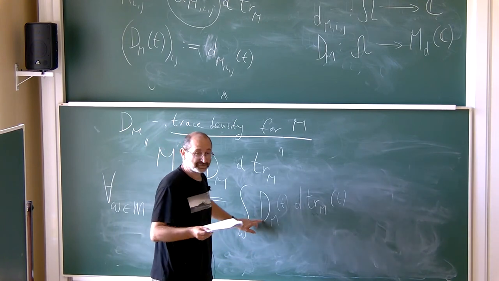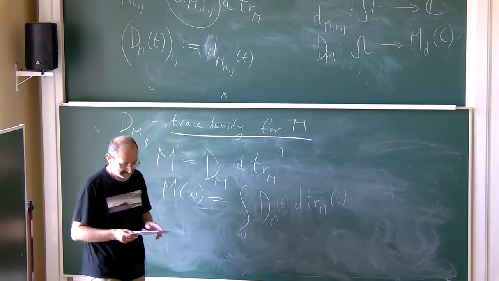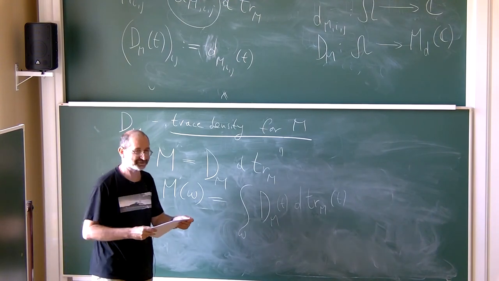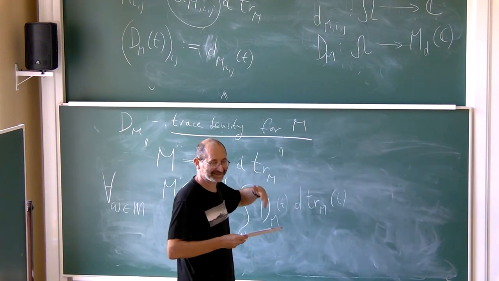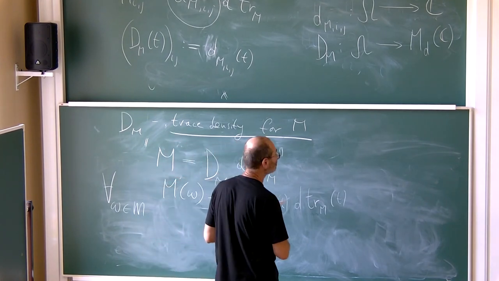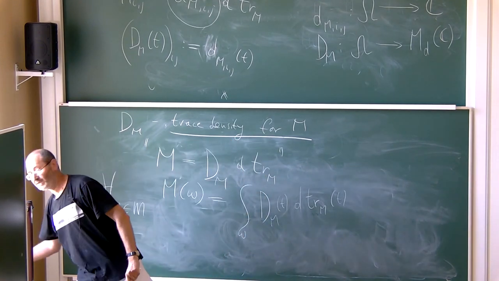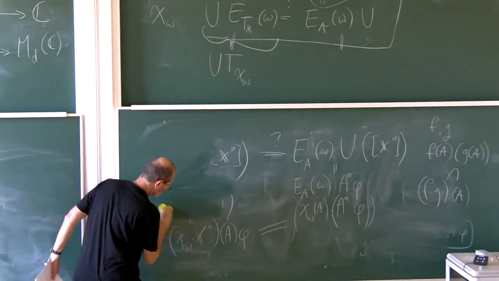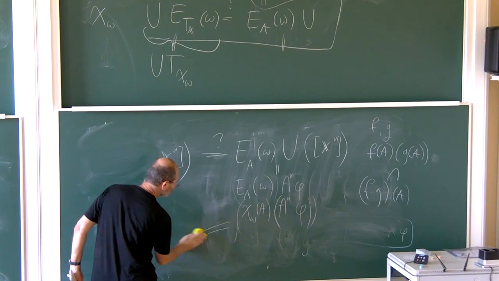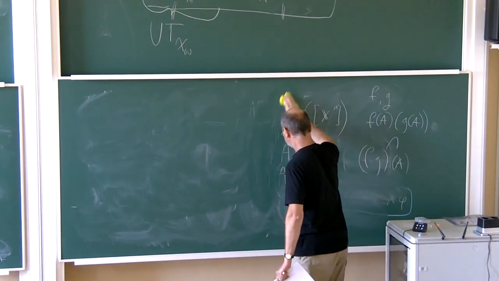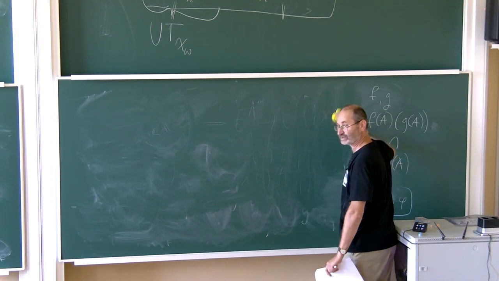Is D_M of t a non-negative matrix? I will prove this, yes. It is very important. I will write it down, but there's not enough time to prove it. But this is a very important property of the density. So you really see that this is very special. To be a matrix measure, it's a lot.